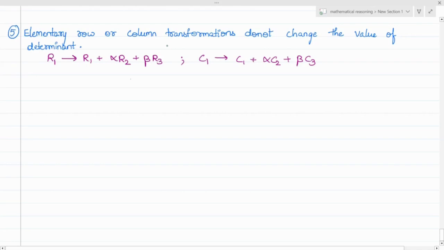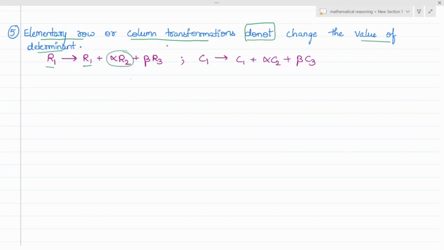The next property is that elementary row or elementary column transformations do not change the value of the determinant. What is an elementary row transformation? We have already learned this concept in the matrices chapter. You are changing any row by adding multiples of the remaining two rows. For example, here row 1 can be changed to row 1 plus alpha times row 2 plus beta times row 3. Similarly, it goes with the column.